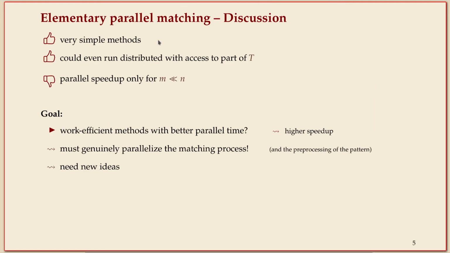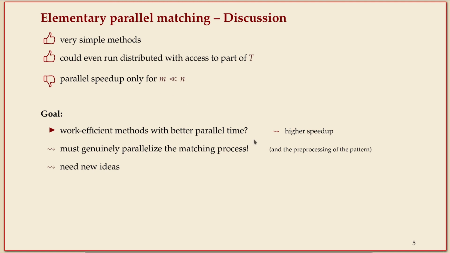All right, so let's wrap up what we've seen so far. The elementary methods are simple, and that's always useful. It's always a good thing to have. We could even run them not on a shared memory machine, but on a distributed compute cluster or something like this, where each compute node only has a portion of the text, because the problem is local in the sense you only need a segment of the text that's roughly as long as the pattern. You could still do this, and these simple methods would nicely work with that. But we only really get a speed up if the pattern is quite short.